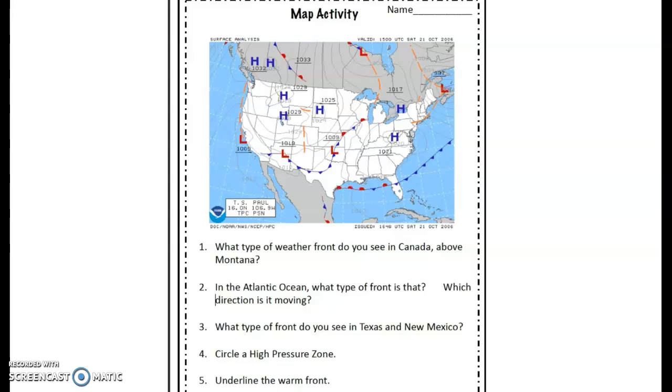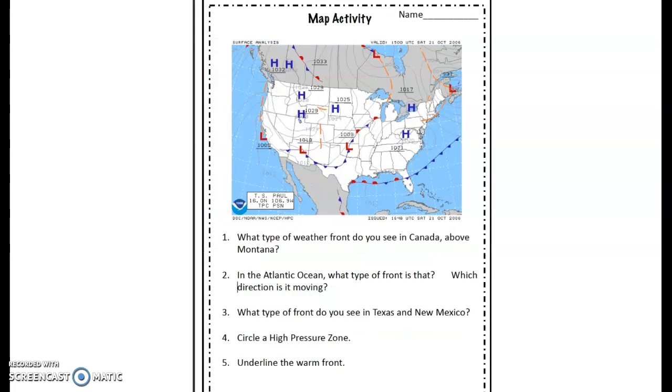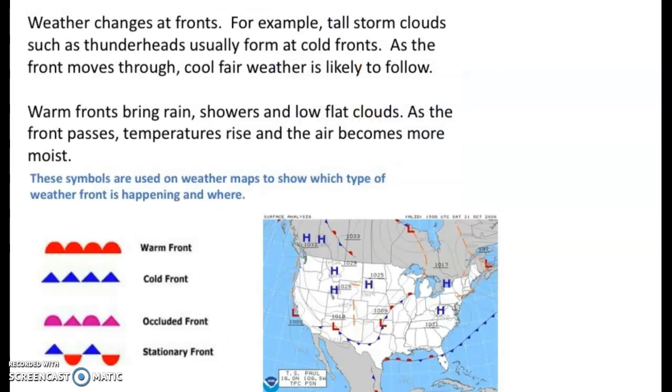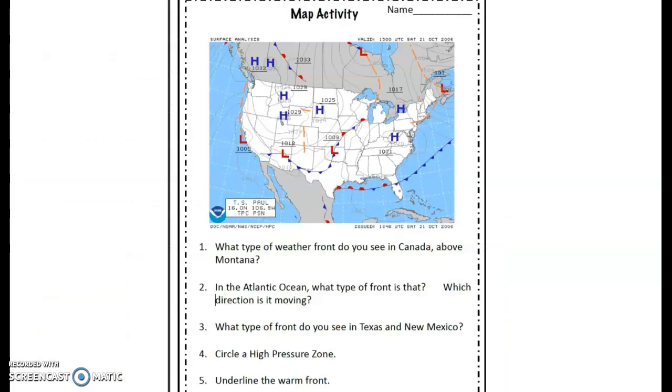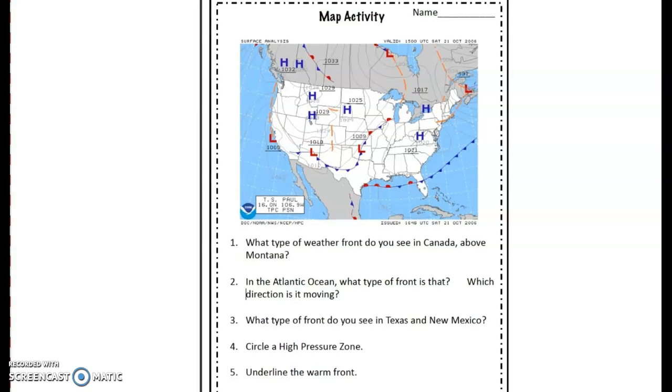So what type of weather front do you see above Montana? We see, what was the triangles and the circles together? I think it was like a mixture of cold and warm, but let's go back and look just to make sure. So when it has both of those, that means it's a stationary front. I'm glad that we looked at that again, because I would have told you wrong. So this is a stationary front.